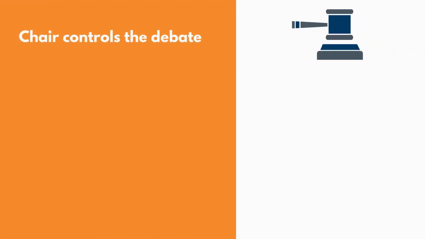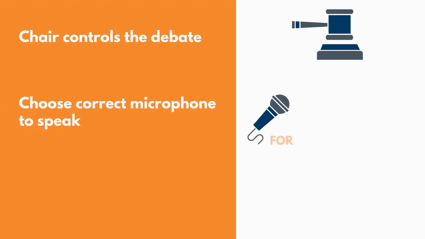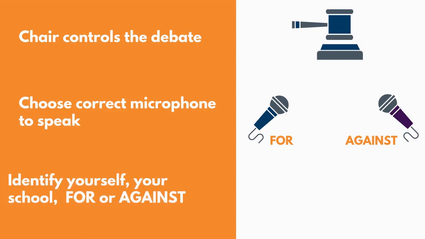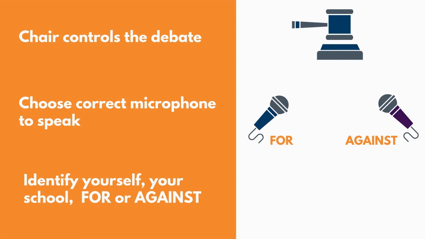At all times, the chair will control the debate. If you choose to speak, use the correct microphone. There are 2 microphones at the rear of the room that are clearly labelled for and against. When speaking, the first things to do are identify yourself, state the name of the school you are from, let conference know if you are speaking for or against the motion.